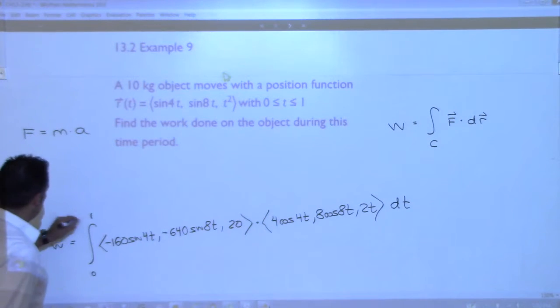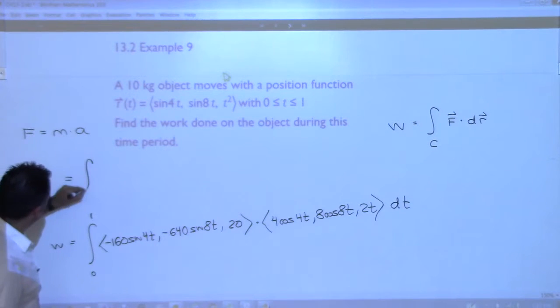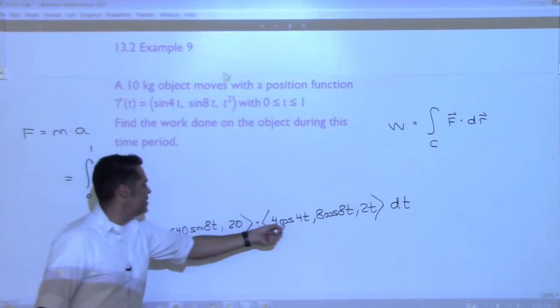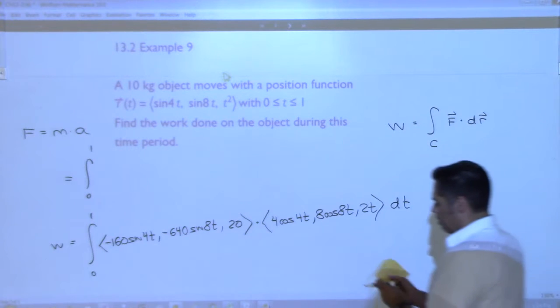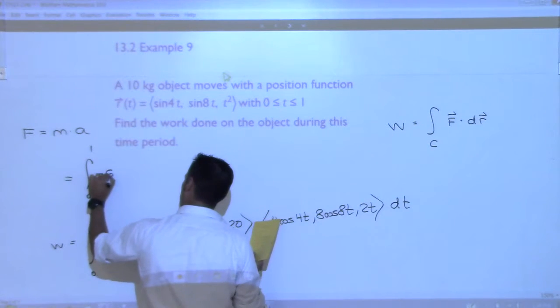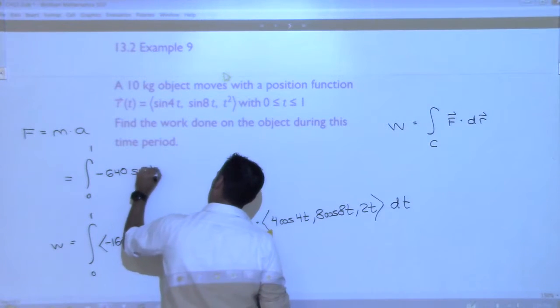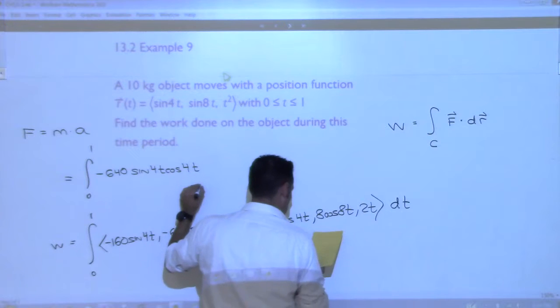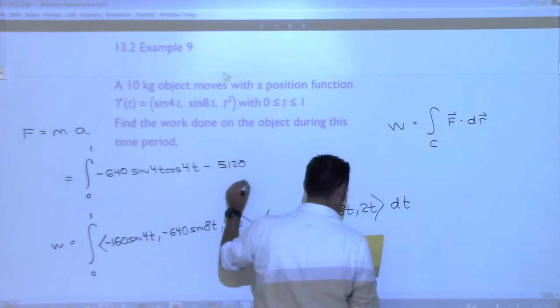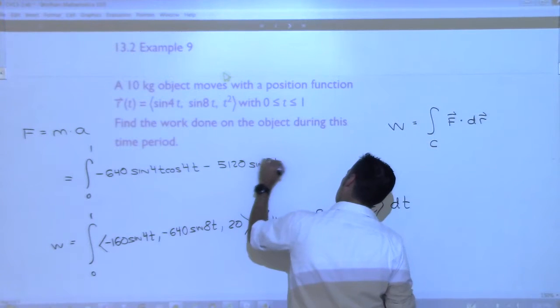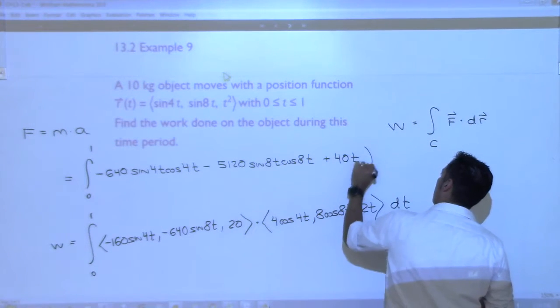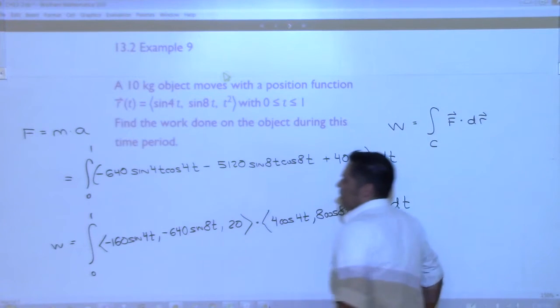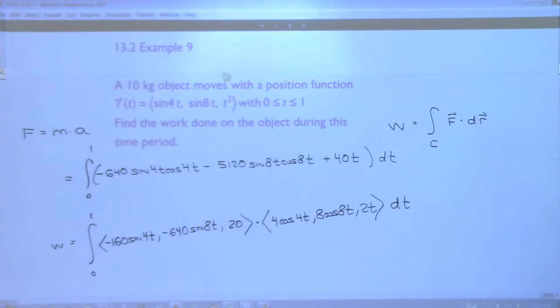So let me keep going. It actually turns out to work out pretty good. So integral 0 to 1, when I dot this, it's just this times this. Let me just write down this stuff so I don't make any mistakes, because I already did this. So you should get negative 640 sine 4t cosine 4t, and then minus 5,120 sine 8t cosine 8t, and then plus 40t. Okay, all of that dt. And then you go to integrate that, right? We clear on all that, where that all came from?